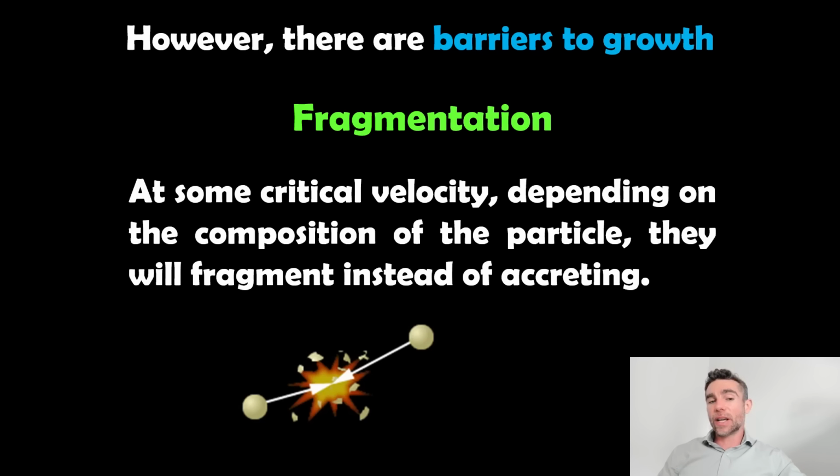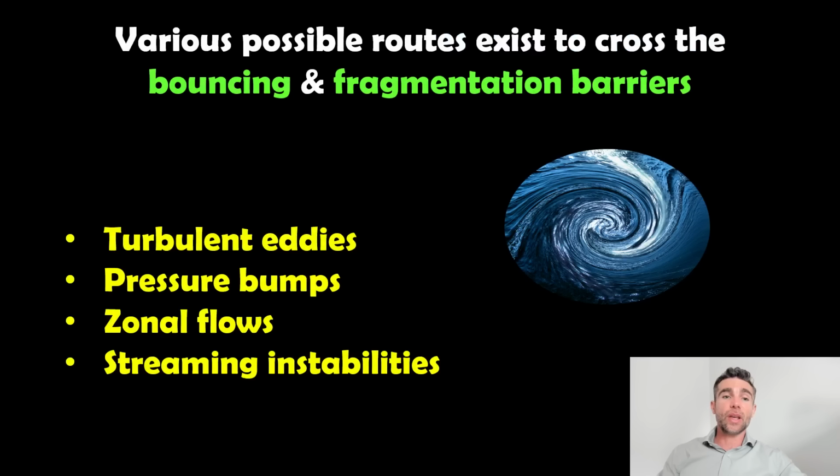You've then also got fragmentation. At some critical velocity, once they get faster and faster, and depending on the composition of the particle as well, they're going to fragment instead of growing. They will actually destroy each other, which gives you another barrier stopping them from growing any bigger. So we've got a bouncing barrier and a fragmentation barrier. There are various routes by which we can overcome this. The four main ones I'm going to point out are turbulent eddies, pressure bumps in the gas disk, zonal flows, and streaming instabilities.